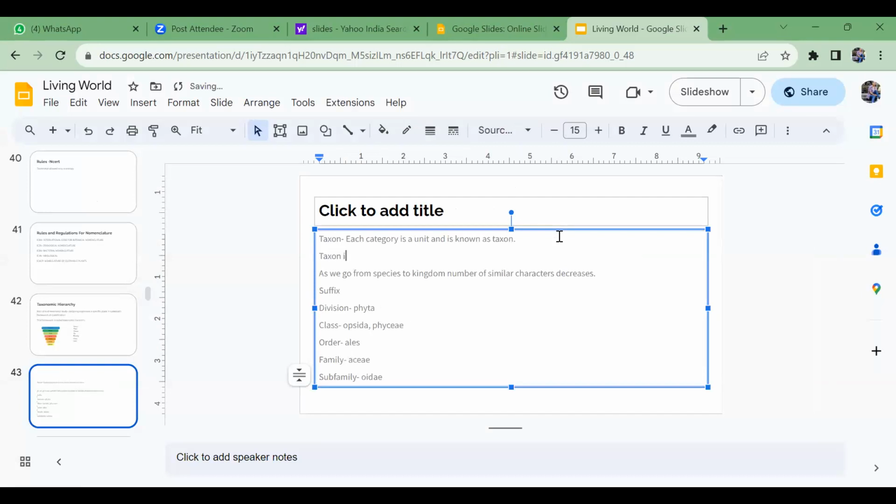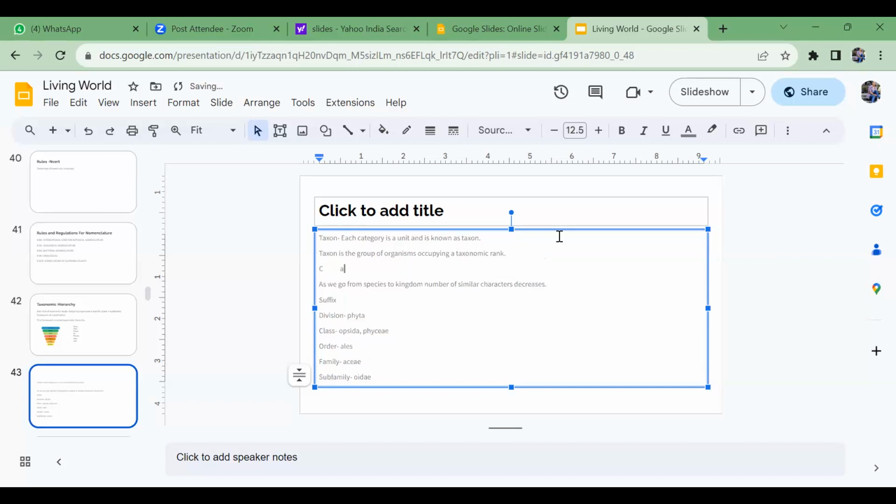This question also came: the difference between taxon and category. Taxon is a group of organisms occupying a taxonomic rank, and category is the name given to various taxonomic ranks.